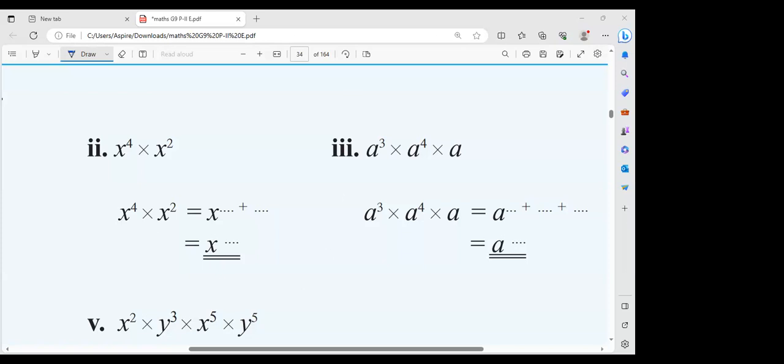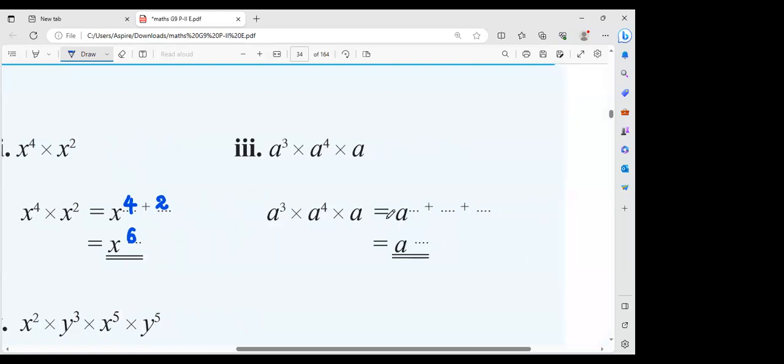Okay, what is the answer here? x to the power of 4, x to the power of 2. The multiplication of powers with same bases. No? Then 4 and 2 are added. When 4 and 2 are added, then here the index is what? x to the power of 6.